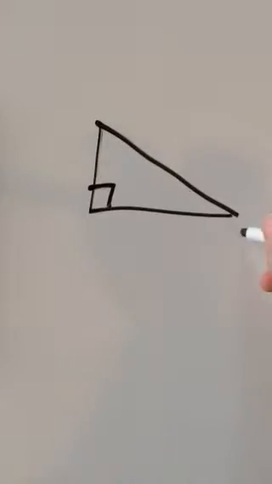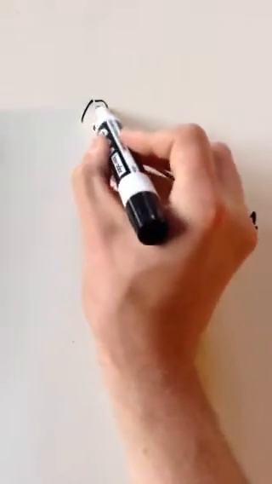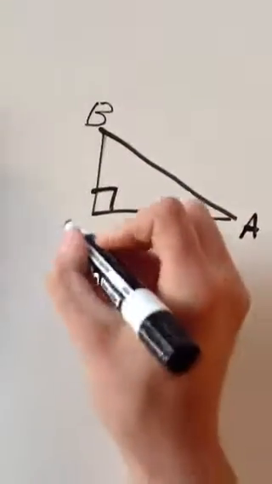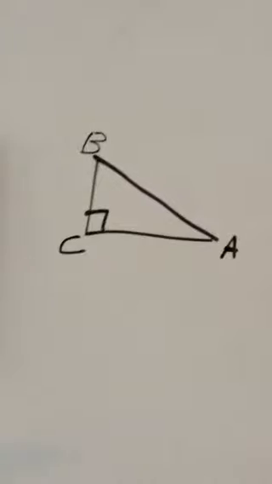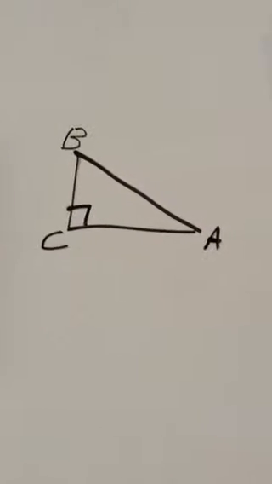Hello again. We're going to talk about how to find an angle now. So we found in our last video a missing side, I believe, in a right triangle. And now we're going to find a missing angle. So there's my beautiful triangle ABC. ABC meaning the points of the triangle, right?